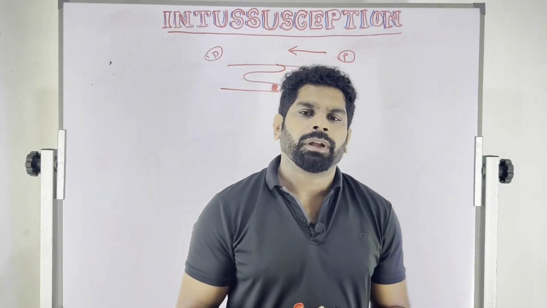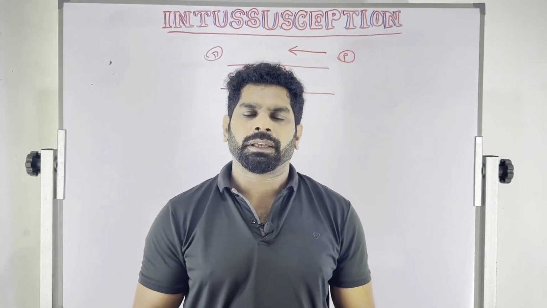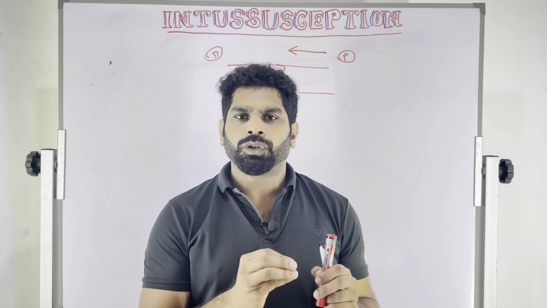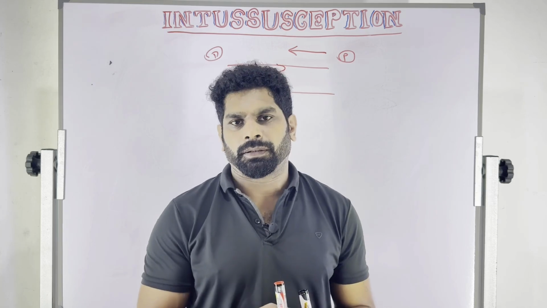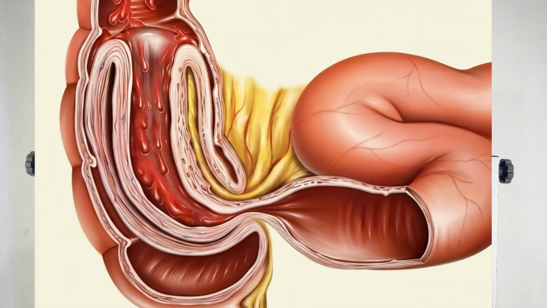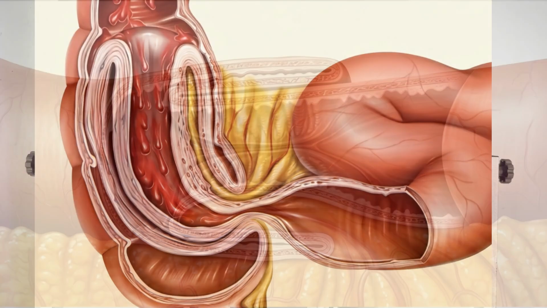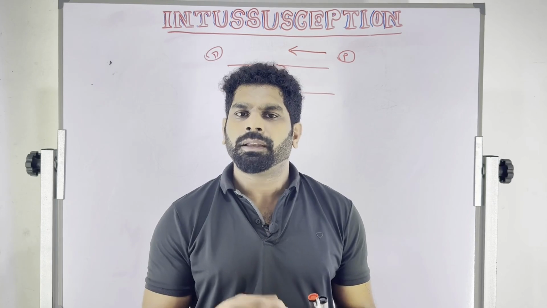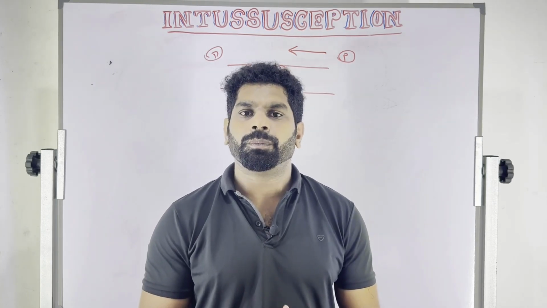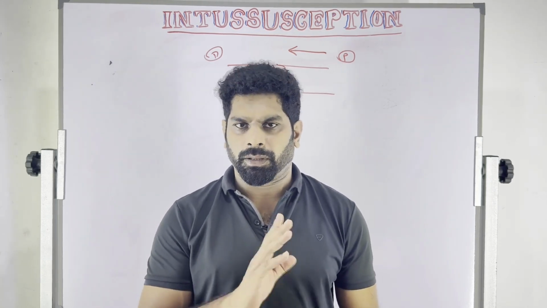The common place for intussusception is the ileocecal valve, where the ileum joins the large intestine. It's usually called ileocolic, which means ileum and the colon. Sometimes it could be ileo-ileal, which means ileum invaginates into ileum itself. Sometimes it could be ileo-ileo-colic.